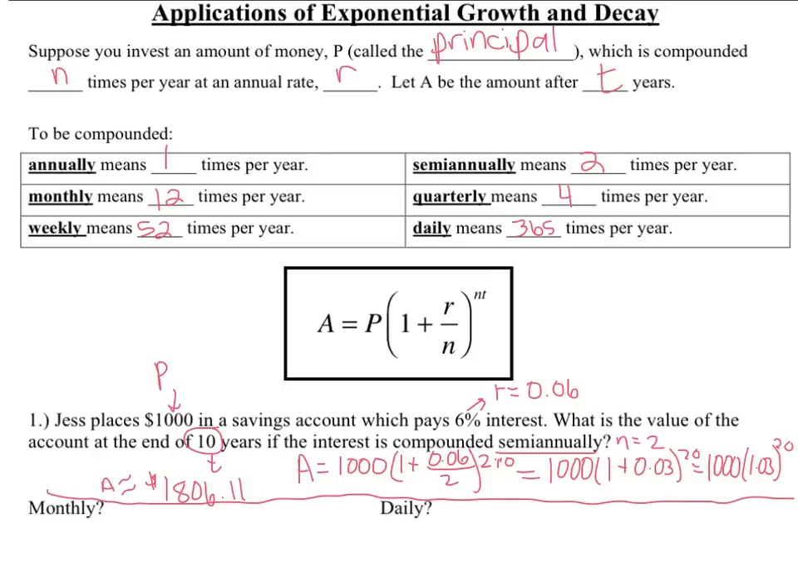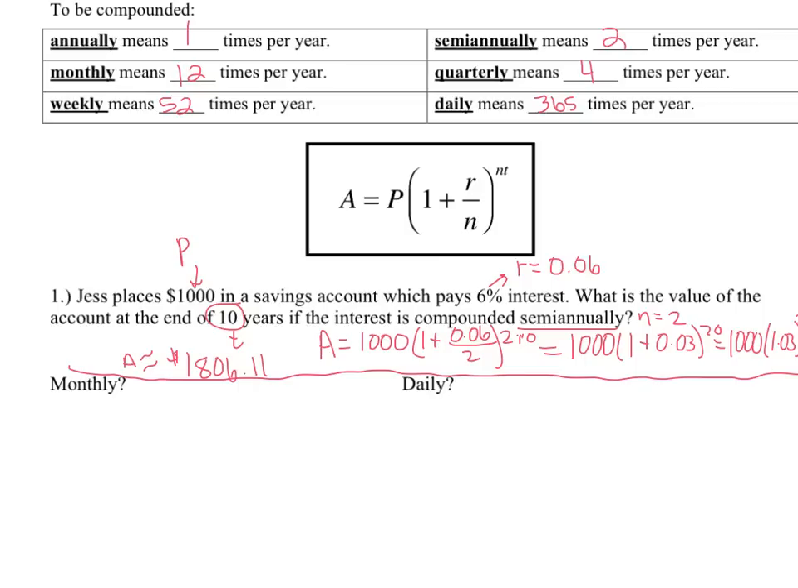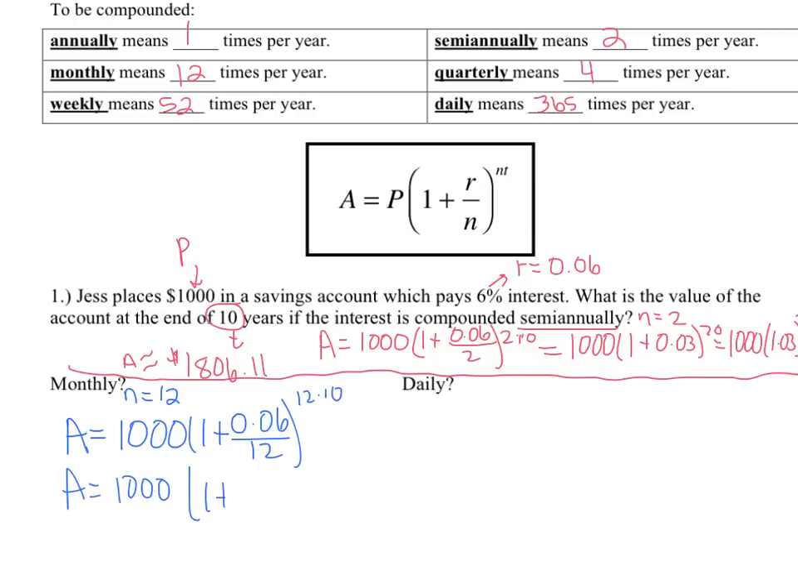Let's take a look at the next 2 examples. Let me just move everything up. Okay, so the next one says, what if we do it monthly? So now the number of times we compound is 12. Everything else will stay the same. So your total amount will equal that principal, 1,000, times 1 plus 0.06 divided by 12, all raised to the nt power, so 12 times 10, which means your exponent is 120, and you can enter it just like this into your calculator.